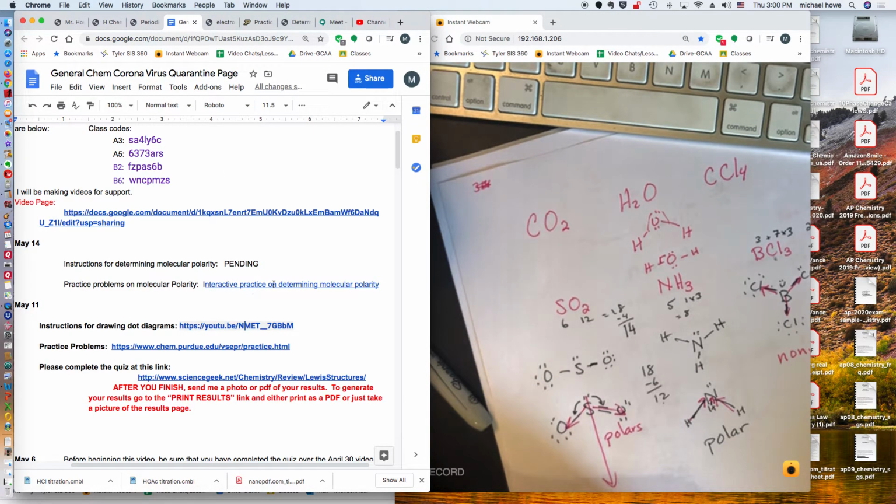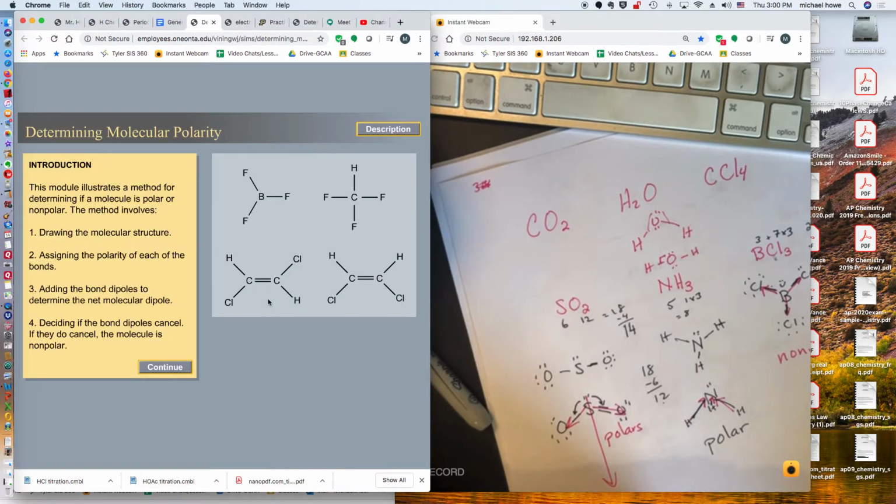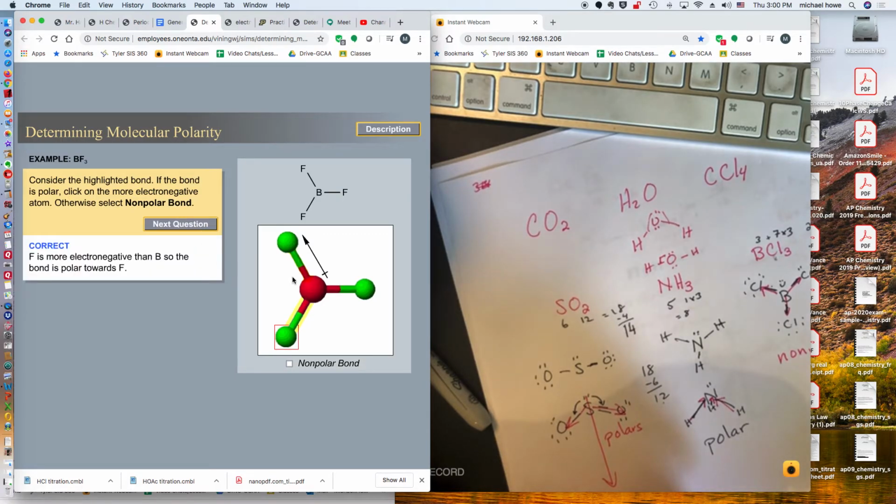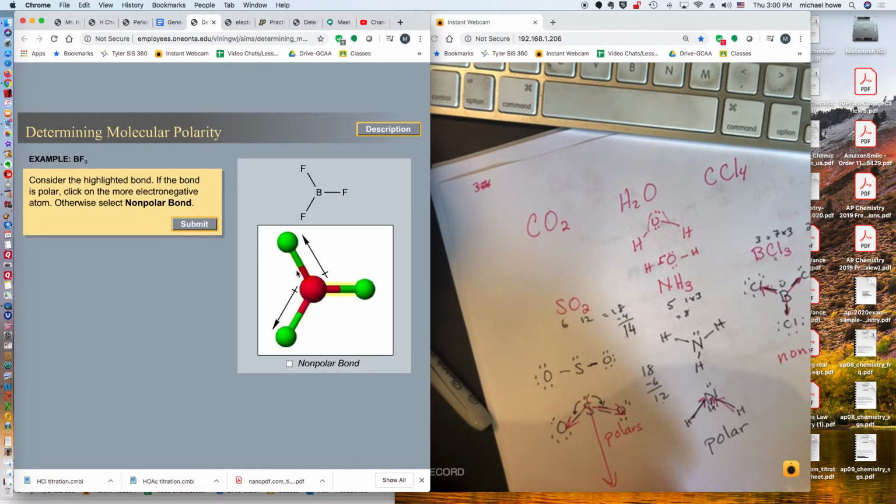And then this is what you're going to practice on. This requires Flash Player. Your Chromebooks should run Flash, but you might have to tell it to allow Flash. All right, so you've got this little thing right here. You want to consider the highlighted bond. That's this one. You have to look for that yellow. And you want to click on the more electronegative atom. So that's going to be this atom. Then you would submit that, and that'll be right. And you go to the next question, and it's going to ask you to do that again. Submit it, and it's going to ask you to do that again. And you're going to submit the more electronegative element.